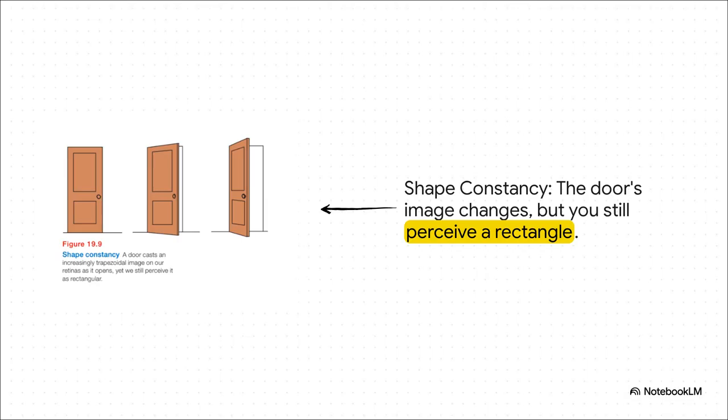Just think about a simple door. You know it's a rectangle. That's easy. But as it swings open, the image that's actually projected onto your retina is a trapezoid and then just a thin little line. But you don't get confused, right? Of course not. Your brain knows it's still a rectangle and just automatically corrects the image for you. That's shape constancy in action.